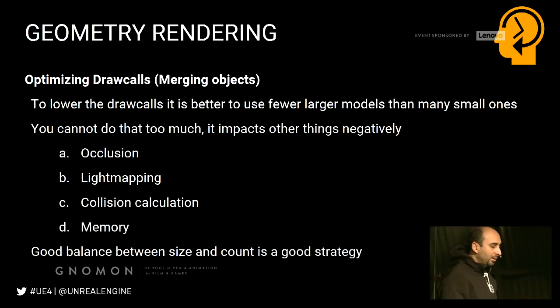And the last thing, of course, which is also important, is memory. Especially when we have setups with duplicated objects in our level and we merge all those duplicated objects into one new object, the memory will increase, because before it was referencing the same asset. Now it's referencing the asset multiple times in one object. So, as with anything in real-time rendering, it's always important to have a good balance between the size and the counts.